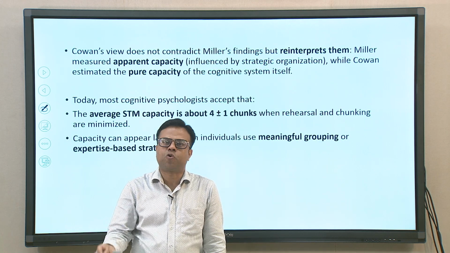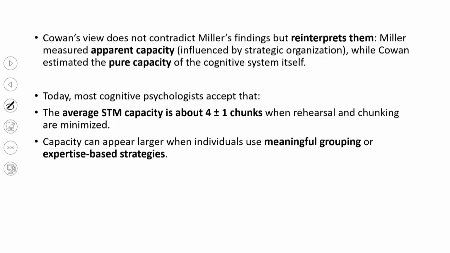So, Cowan's view does not contradict Miller's finding, but he reinterpreted it by removing the effect of rehearsal or chunking and so on. He reinterpreted Miller's finding as an apparent capacity of short term memory, while what Cowan estimated is the pure capacity of the cognitive system. So, Miller's 7 plus minus 2 could be called an apparent capacity, meaning there may be some rehearsal, something that we generally do, that leads to 7 plus minus 2 capacity, but if that is prevented, then it may go down to maybe 4 or 5 pieces of information stored in short term memory.